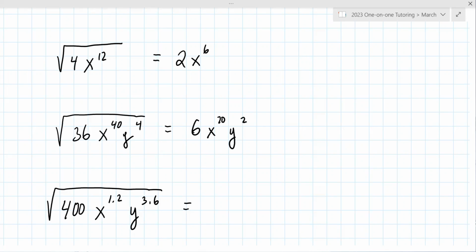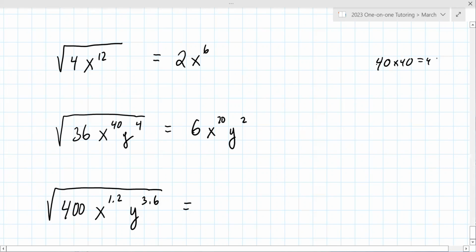So it would be 40. Nope, try again. Square root of 400. If it's 40, that means 40 times 40 equals 400. Are you allowed to use a calculator in this class? I can't remember. That's why I'm asking.